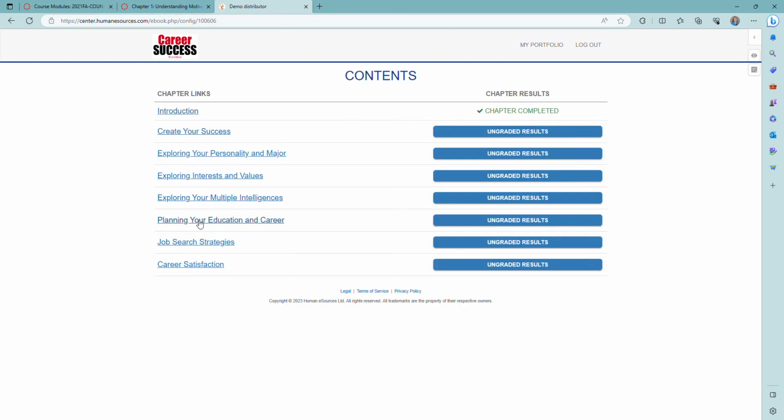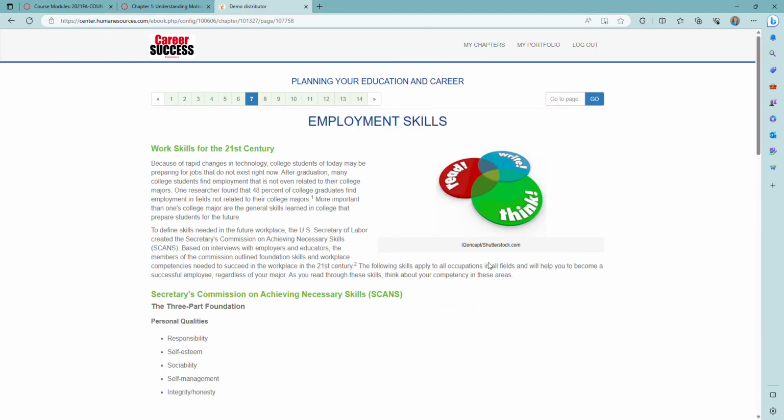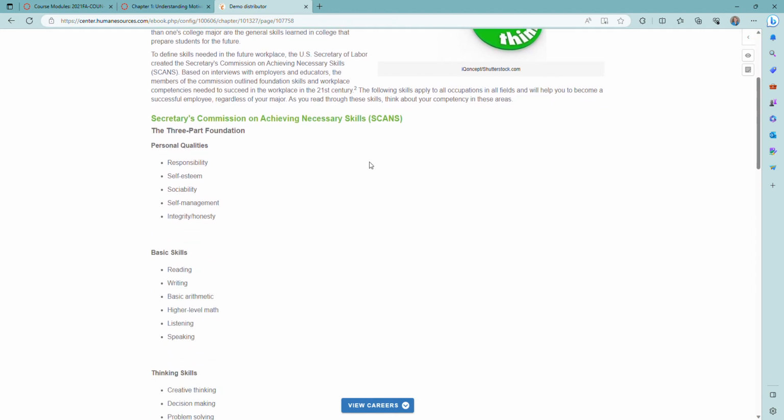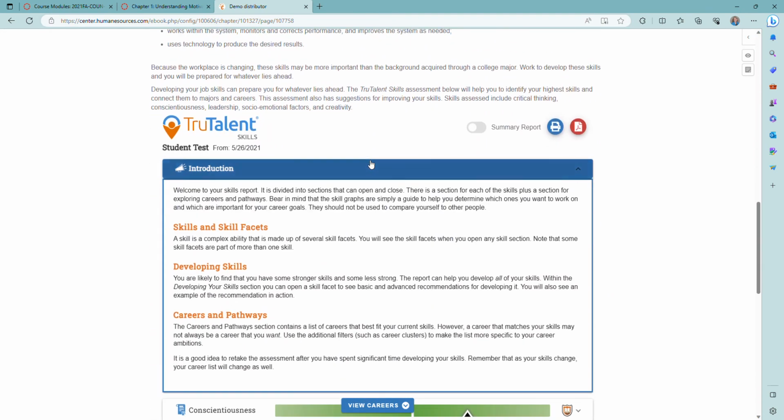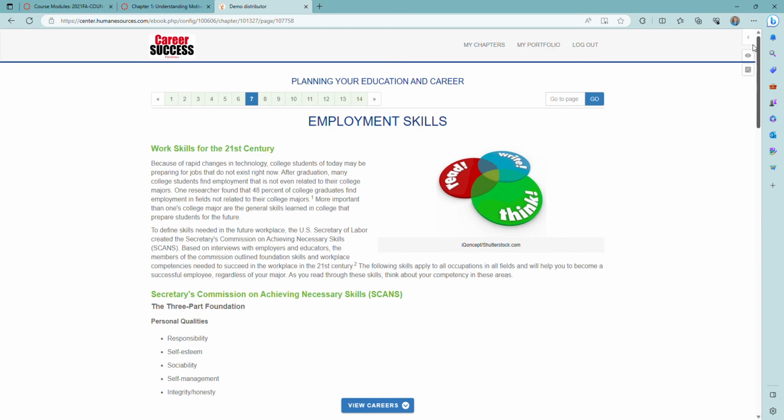One more chapter here. Let's take a look at planning your career and education, and just take a look at the assessment. The skills assessment is integrated in this chapter. The True Talent Skills, talking about different skills and how they match careers. So that's a quick overview of the chapters.